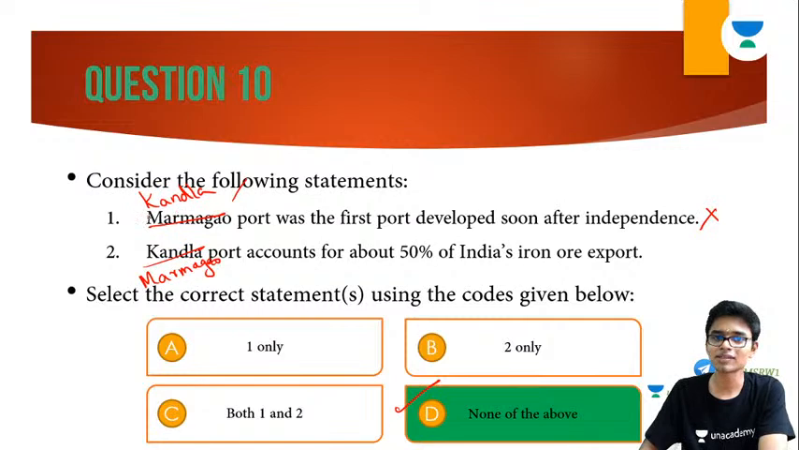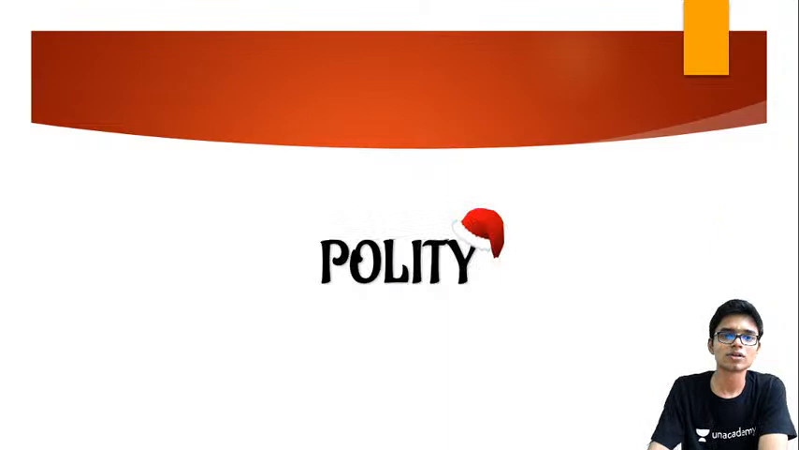So first statement was incorrect. Second one, Marmagoa port accounts for 50% of India's iron ore export. Also correct. So the answer is option D. Neither of the statements are correct. So that is it, 10 questions done. The next 10 questions are from polity. Okay, sorry, next 5 questions.